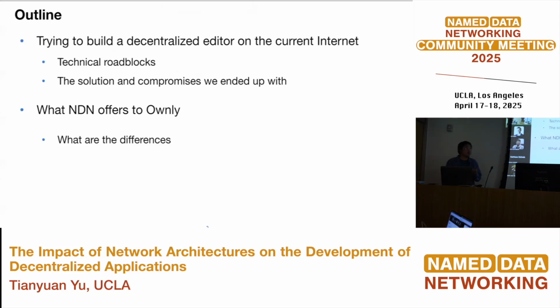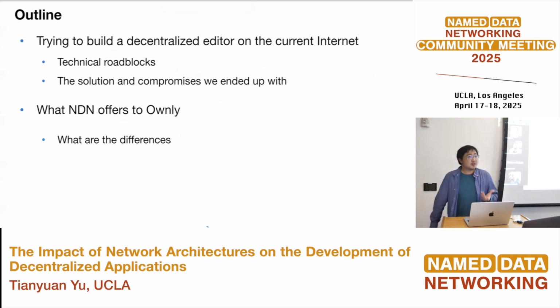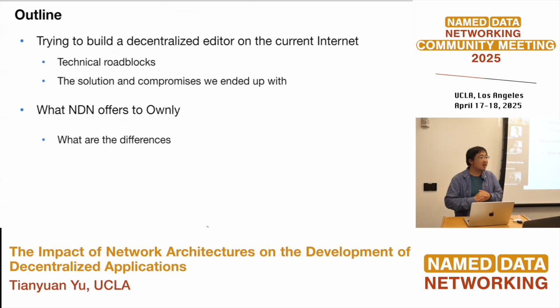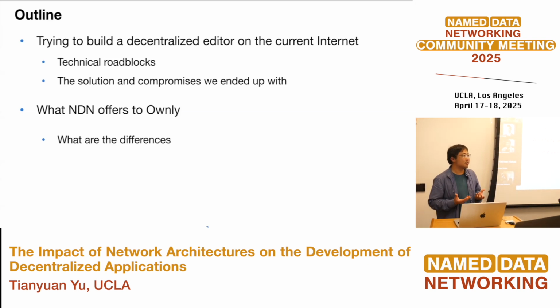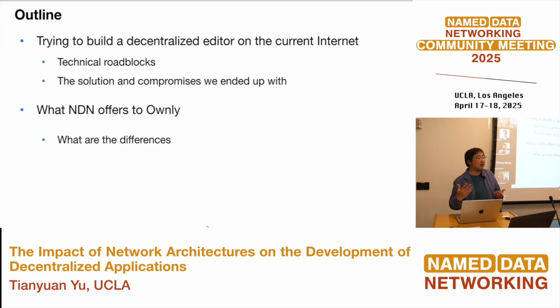We want to do some simple thing, that is a decentralized text editor. And we want to do it on this Internet over NDN. This talk is about the technical roadblocks we have encountered, because we are not living in a very ideal world, we have to make some compromises. With those technical roadblocks, what are the required compromises we have to take to make this application work?